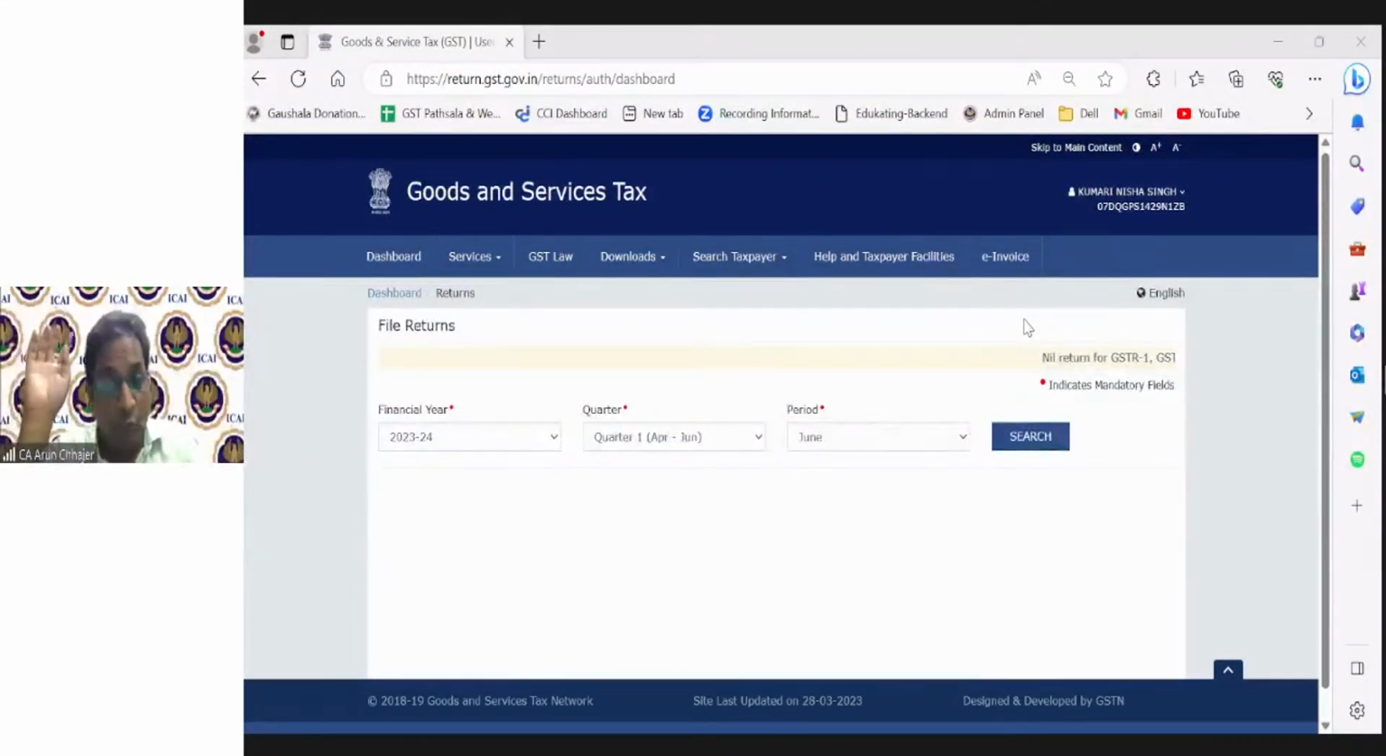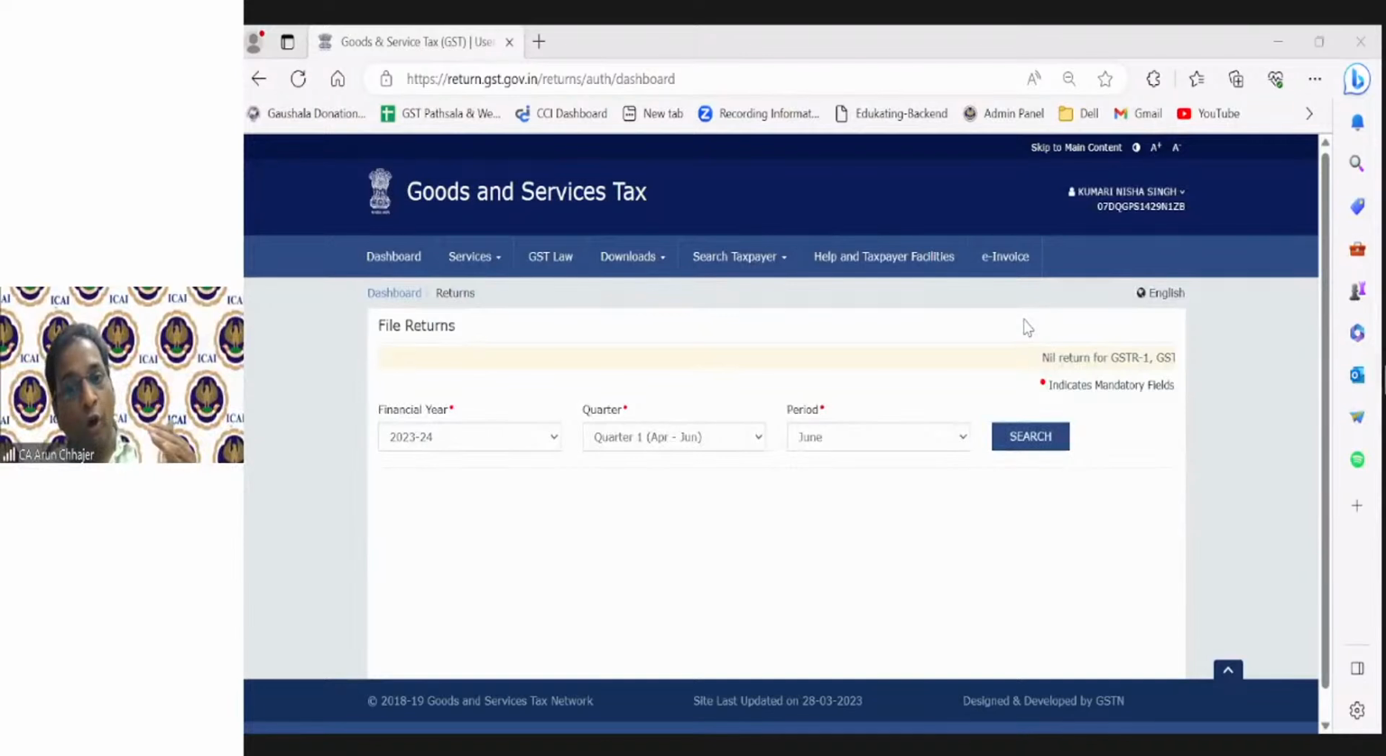Now what if the supplier has opted QRMP, quarterly return monthly payment? There is one scheme in which the government is saying if your aggregate turnover is up to 5 crore, then instead of filing the R1 and 3B on a monthly basis, you have to file only after the end of the quarter.